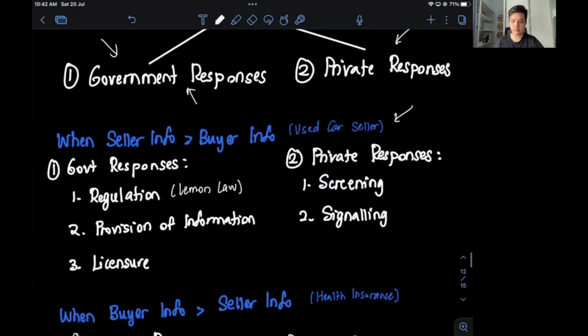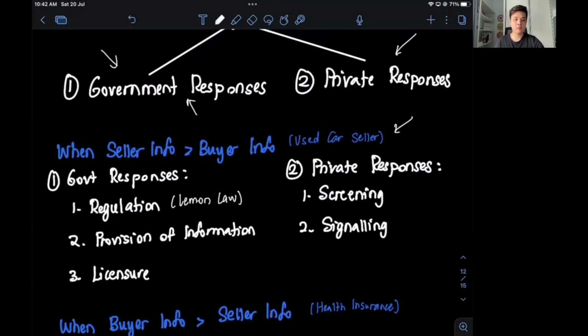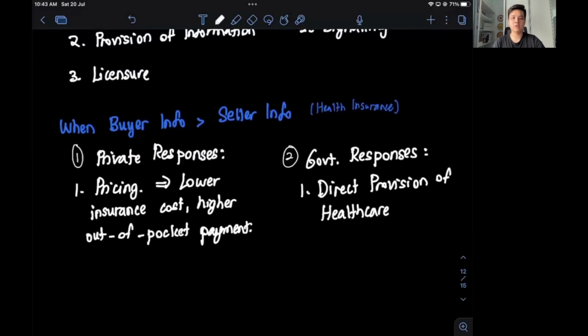Private responses include things like screening as well as signaling. So screening refers to buyers getting more information about what they're buying from sellers, like how if you're buying a used car, you would search across different websites online to learn as much as you can about used cars before you make the purchase. Signaling refers to sellers convincing buyers that the products are of good quality, like how used car dealers can provide things like warranties or service records to validate to the buyer that their used cars are great. Now, the earlier discussion about used cars stems from the fact that the used car seller knows more information than the used car buyer.